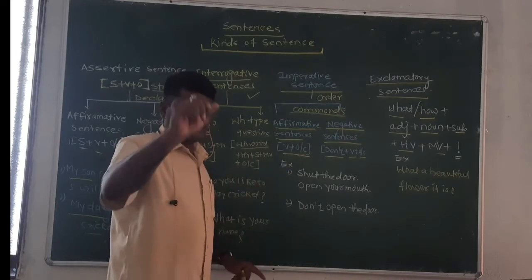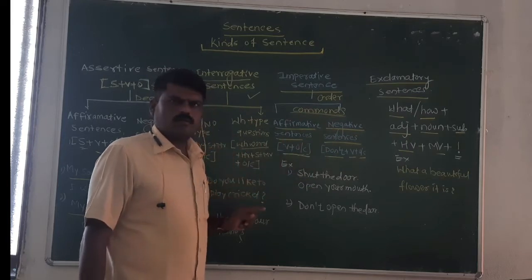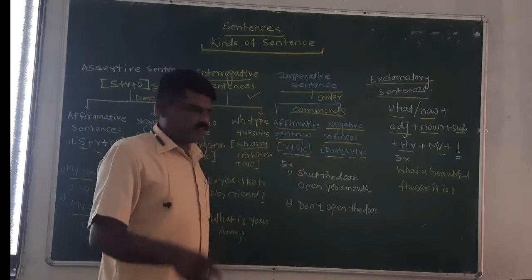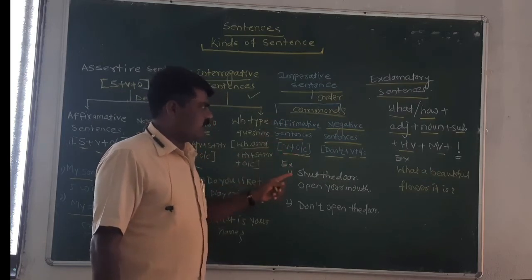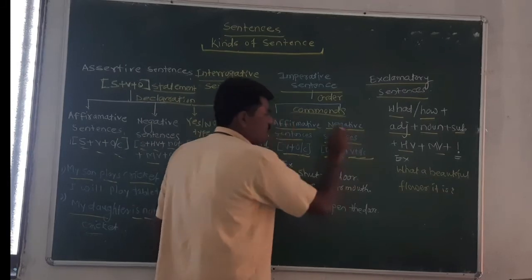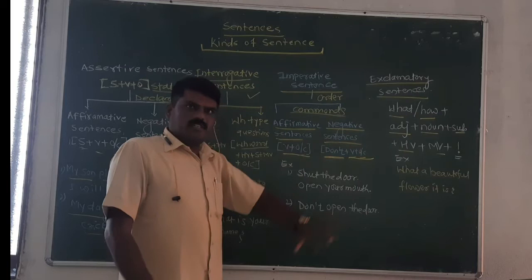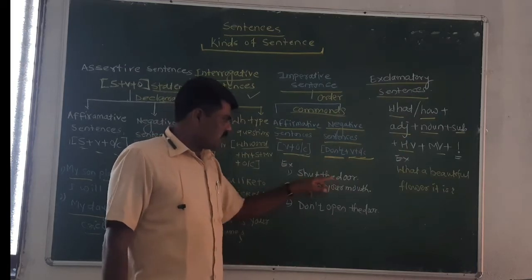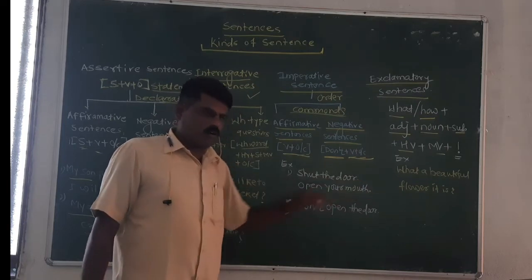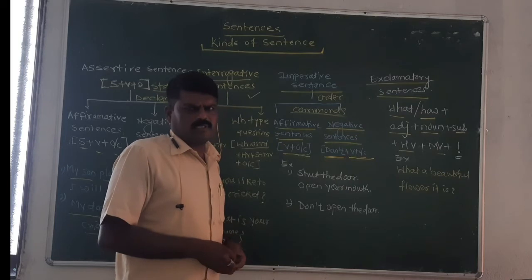Shut the door. Shut is the verb, the door is the object. Open your mouth. This is the affirmative. And negative is very simple: Don't plus verb plus object or the complement. Don't shut the door. Don't open the door. Don't open your mouth. These are the examples.